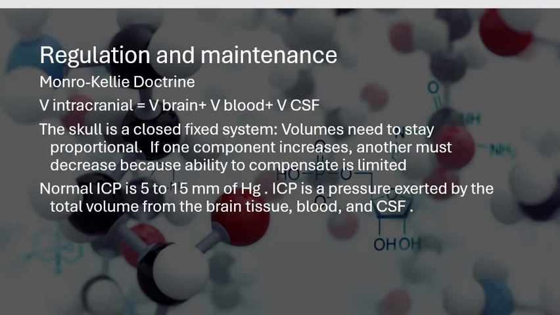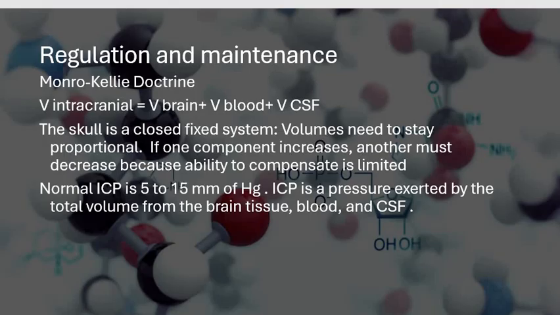Now let's talk about the regulation and maintenance. So we have the Monro-Kellie Doctrine, which states that the skull is a closed system, so the volume has to stay proportional. She gave us the formula: volume intracranial equals volume of brain plus volume of blood plus volume of cerebrospinal fluid. If one of the components increases, another must decrease because the ability to compensate is really limited. Our brain is covered by the skull, which is the cranium, and it's really hard, so there is not a lot of space where it can expand.